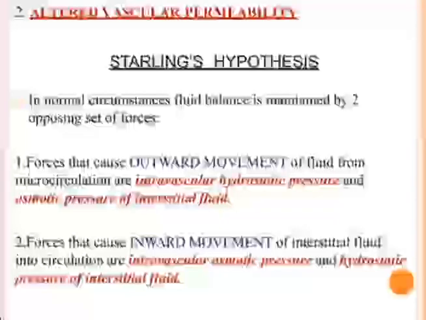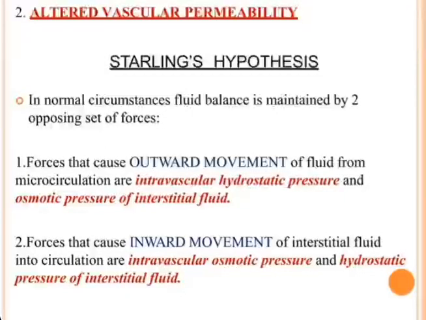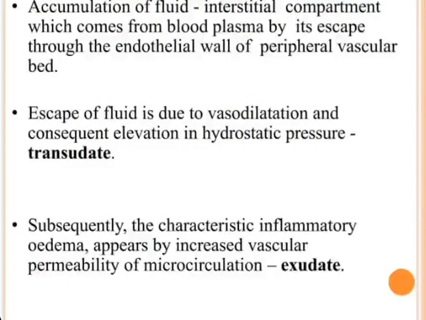Altered vascular permeability, Starling hypothesis. In normal circumstances, the fluid balance is maintained by 2 opposing sets of forces. Forces that cause the outward movement of fluid from the microcirculation are the intravascular hydrostatic pressure and the osmotic pressure of the interstitial fluid. Forces that cause the inward movement of interstitial fluid into the circulation are the intravascular osmotic pressure and the hydrostatic pressure of the interstitial fluid.